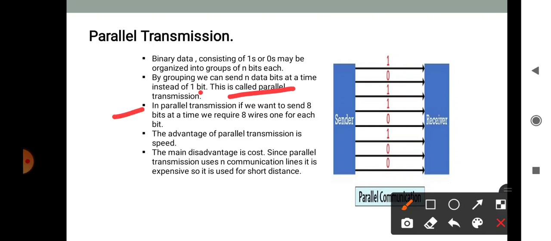In parallel transmission, if you want to send 8 bits at a time, we require 8 wires, one for each bit. One of the most important advantages of parallel transmission is speed. But one of the disadvantages is the cost. Parallel transmission uses n communication lines and it is expensive, so it is used only for short distances. This is parallel transmission: a number of bits transmitted at a time, with one sender and one receiver.